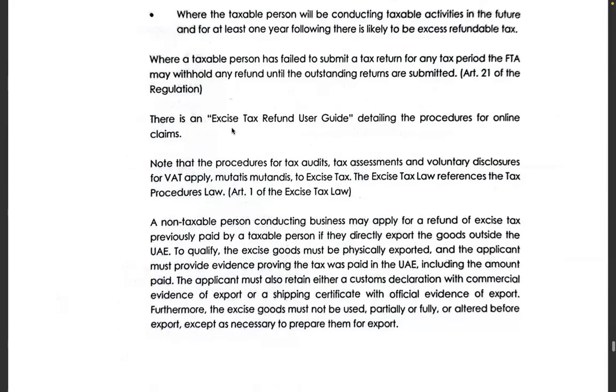There is an excise tax refund user guide detailing the procedures for online claims. Note that the procedures for tax audit, tax assessments, and voluntary disclosures for VAT apply mutatis mutandis to excise tax. So all the usual tax procedures for VAT and corporate tax also apply to excise tax. The excise tax law references the tax procedures law.